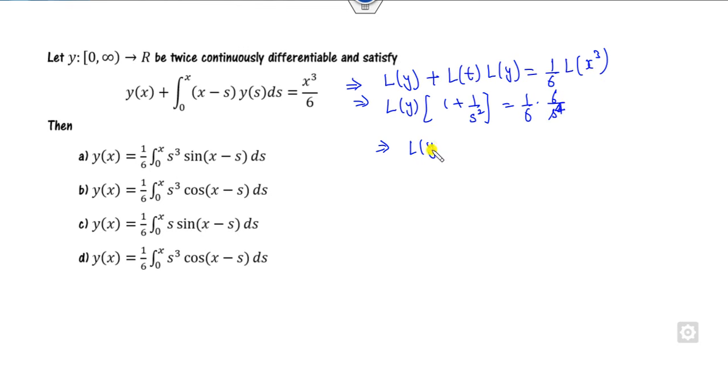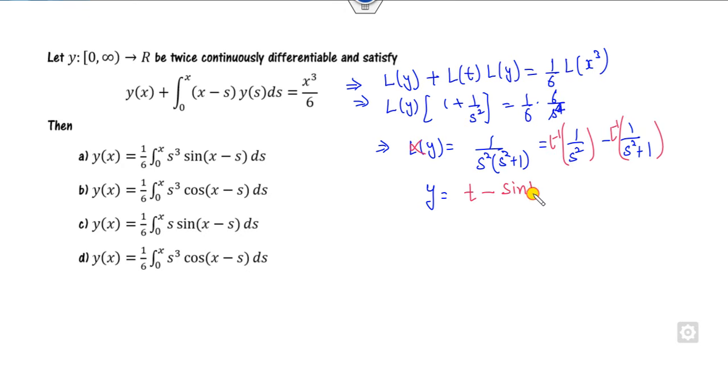So what is the Laplace of the y? I can take the LCM, 1 by s square plus 1. I can factorize them. I can use the partial fraction here. Now what is the y? L inverse. What is the Laplace inverse of this? So this is my t and this is my sine of t. Now look at the options.